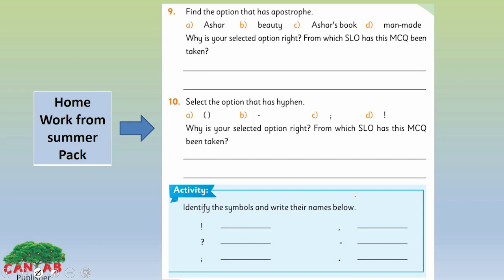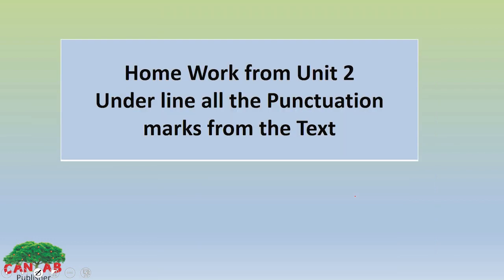And there is an activity: identify these symbols and write their names below. We have discussed every symbol here. You also have this in your textbook. You can write it and do this activity easily. This is also your homework from unit number 2. You have to underline all the punctuation marks from the text, all the punctuation marks which we discussed in this lesson. Read unit number 2 and underline all the punctuation marks you can spot, and write on it which punctuation mark it is.